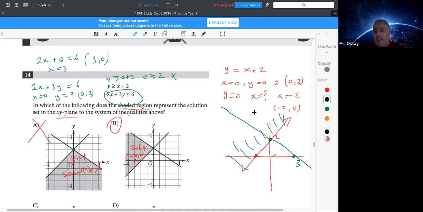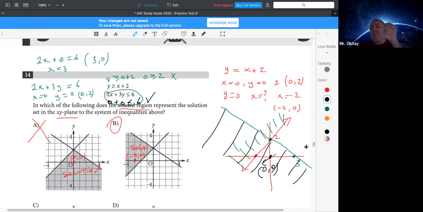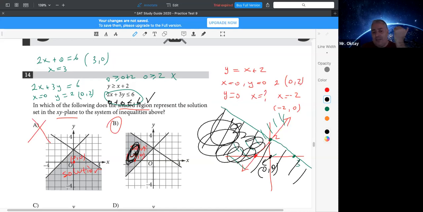Now, which side is the solution? To decide this, I will take test point 0, 0. I will put 0, 0: 2 times 0 is 0, 3 times 0 is 0. 0 is less than or equal to 6. Yes, it is. That means this side is the solution. Now, my dear students, we will look at the intersection, between this green shaded region and black shaded region. Where is the intersection? The intersection is only this area. So where is it? It is here.